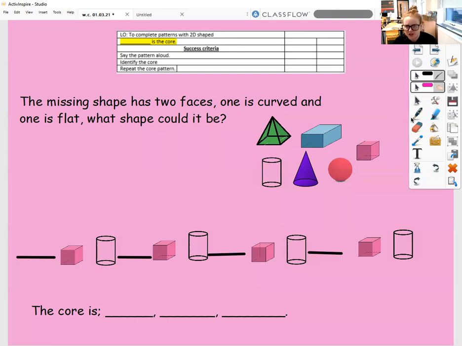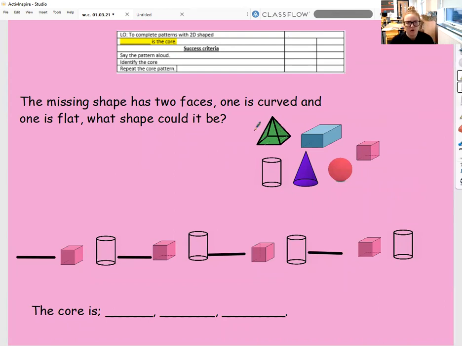Let's have a look at our shapes. So first of all, I have a pyramid, and I know a pyramid has 4 or 5 flat faces. Is this my shape? If I'm looking for a shape with two faces, one is curved, one is flat, and a pyramid has 4 or 5 faces, is it a pyramid? No, it is not a pyramid.